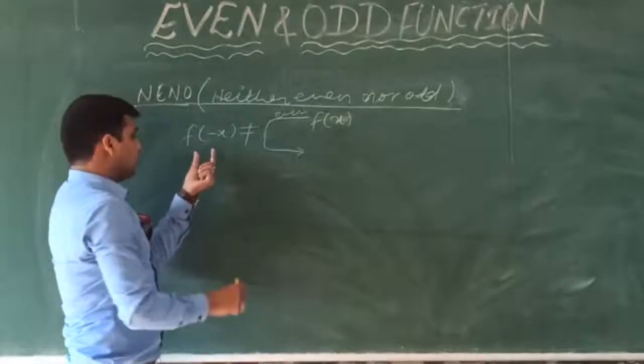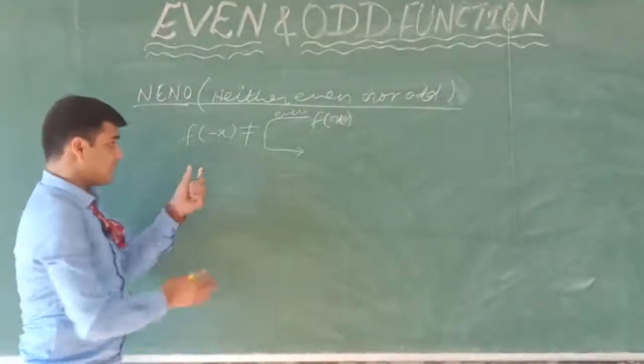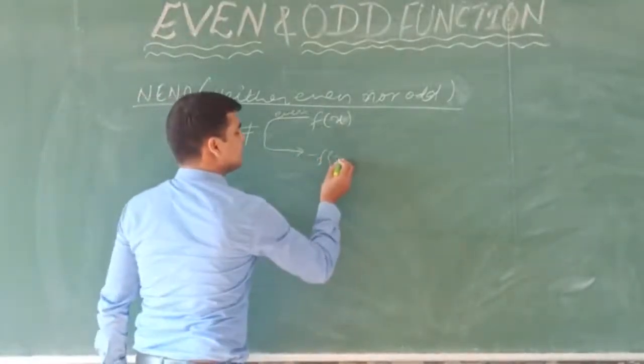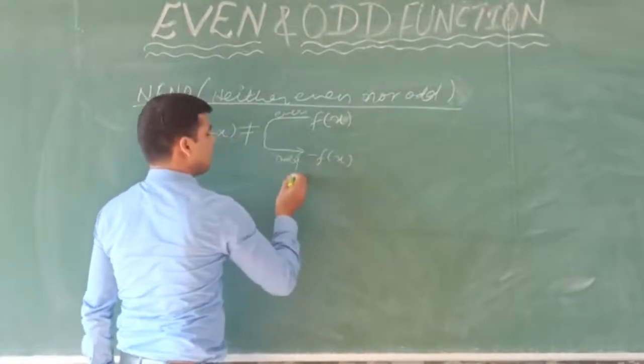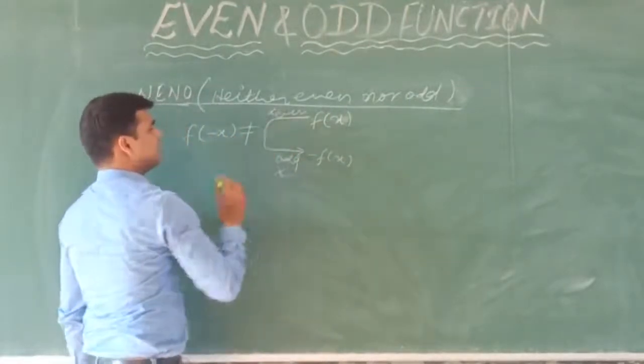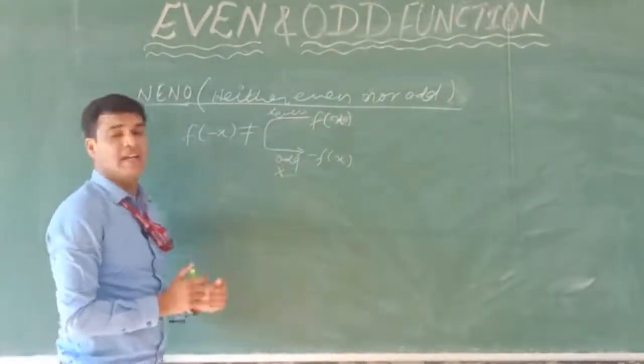Okay, and we know what the condition of odd is. f of minus x equals minus f of x. This is the condition of odd. But this is not satisfying it. This is not satisfying even and odd, then this is called a NEO function.